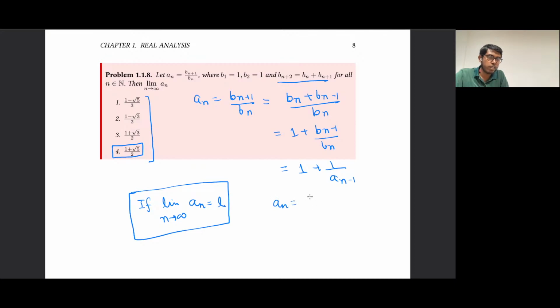So we have just this thing, and I'll take the limit on both sides. So this will give me L equals to 1 plus 1 by L, and we'll get a quadratic equation L square minus L minus 1 equals to 0, and the root is this. But in order to apply this, we need to prove that the limit of the sequence a_n exists. Okay. So let's see how to prove that, or why the limit of this sequence exists.